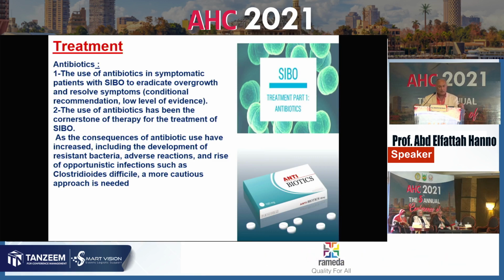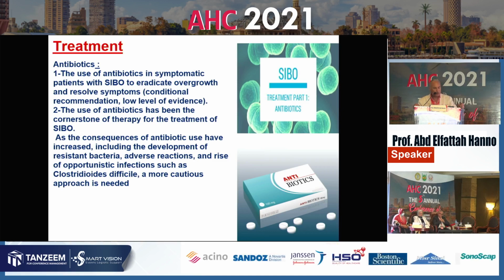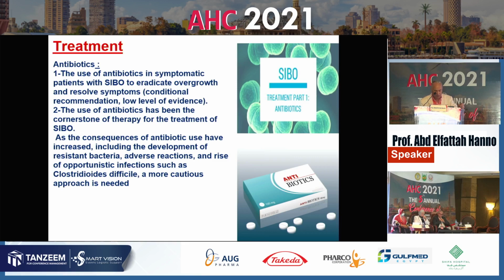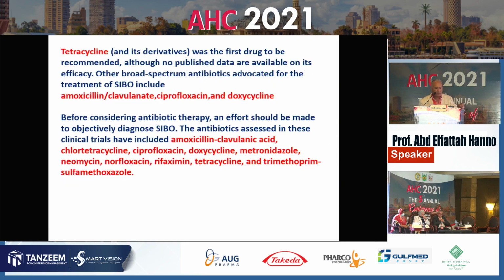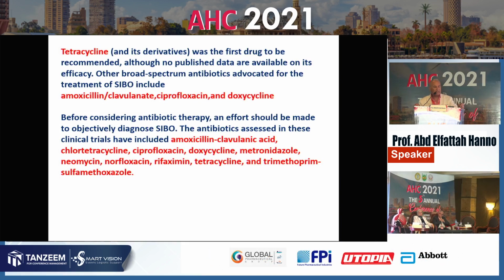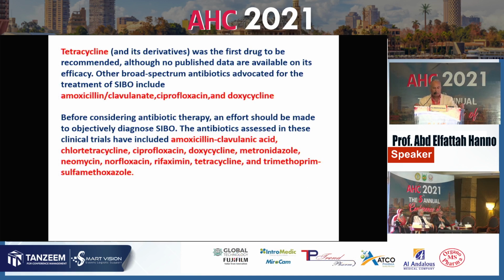We have different studies on the use of antibiotics, and we have the recommendation. The use of antibiotics in symptomatic patients with SIBO is very important in order to eradicate the overgrowth. The use of antibiotics has also been the consensus of therapy for SIBO, but don't forget not to use the antibiotic for a long time, in order to avoid the growth of other microbes like Clostridium difficile. The first antibiotic used was tetracycline, but we didn't have enough data about it. The others are amoxicillin-clavulanic acid, chlortetracycline, ciprofloxacin, doxycycline, metronidazole, neomycin, and so on.